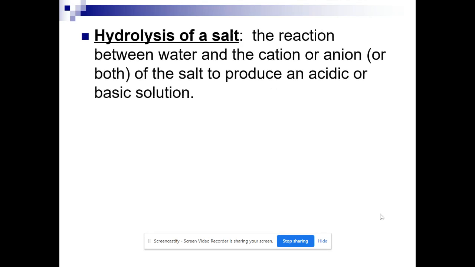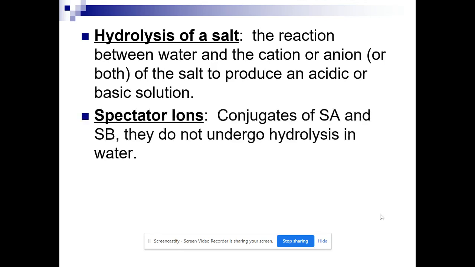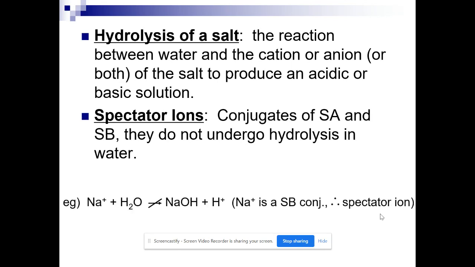Hydrolysis of salt. This is our textbook definition: the reaction between water and the cation or anion or both of a salt to produce an acidic or basic solution. So remember our spectator ions. These are the conjugates of the strong acids and strong bases. They do not undergo hydrolysis in water, so they're going to just produce a neutral solution.